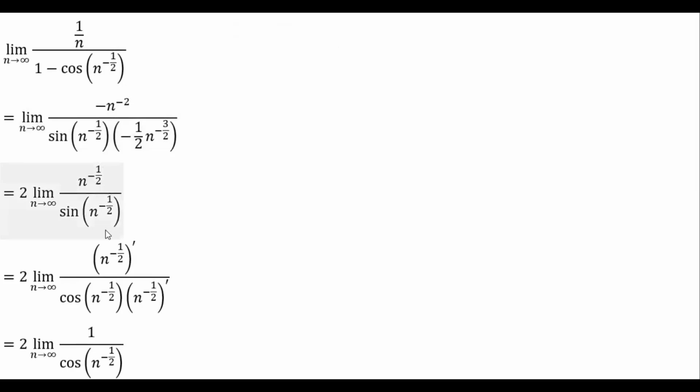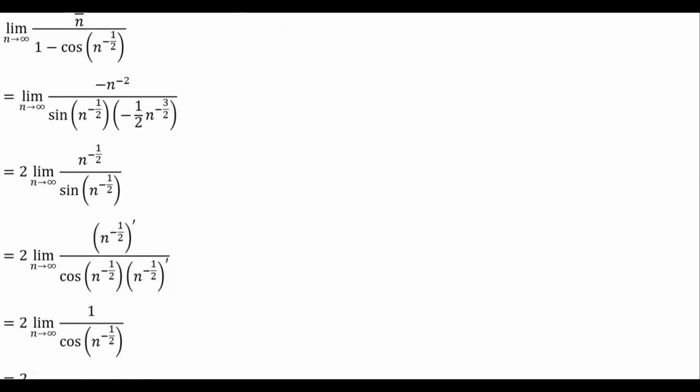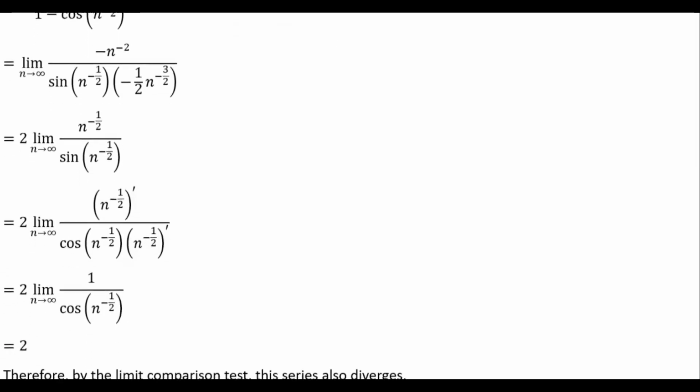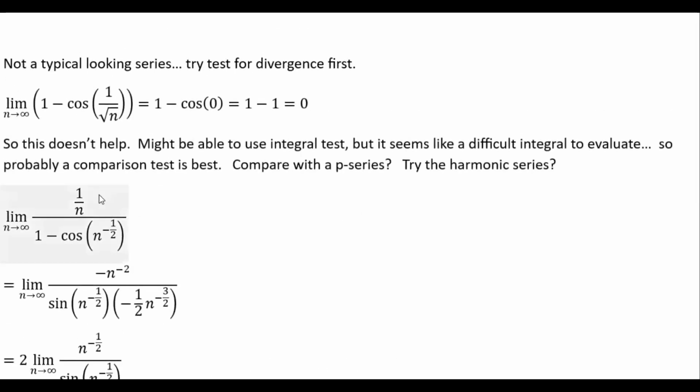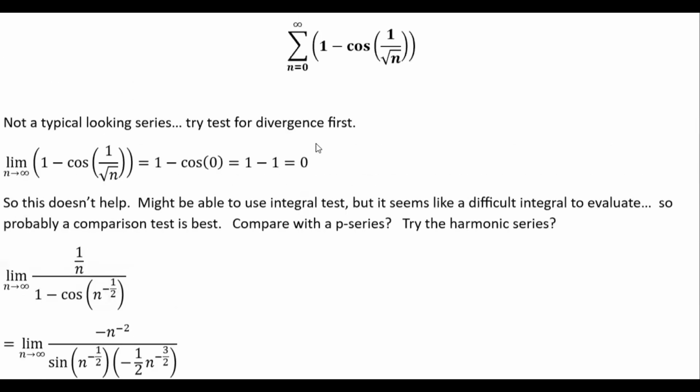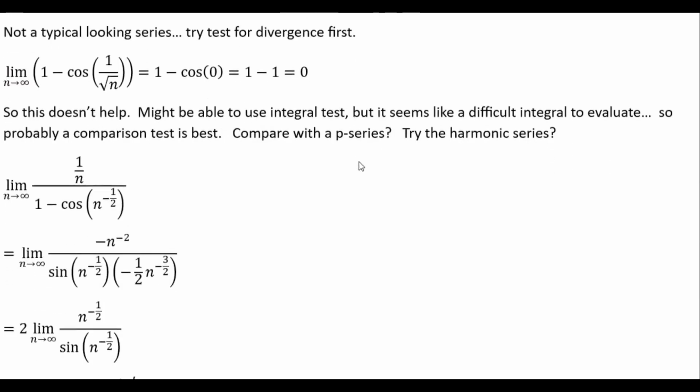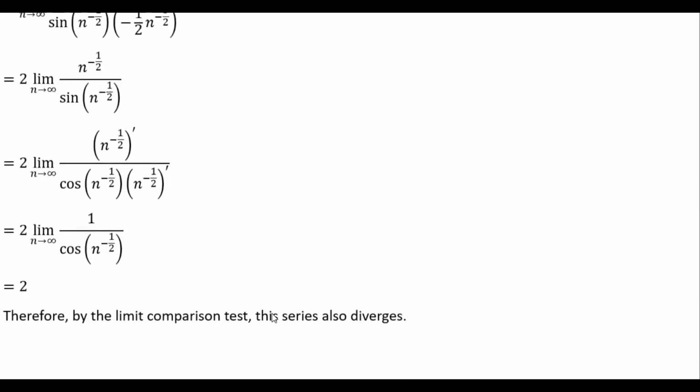I didn't even bother to take the derivative. Notice I just wrote that guy prime. Because for the bottom, we need the chain rule. It'll be cosine of n to the minus half times the derivative of n to the minus half by the chain rule. These would cancel. You're left with this. And if we evaluate, the limit is 2. So by the limit comparison test, since we compared with the harmonic series which diverges, our series diverges as well. So that's why it all diverged. That's why I don't even recall answering absolute convergence. They all diverged.